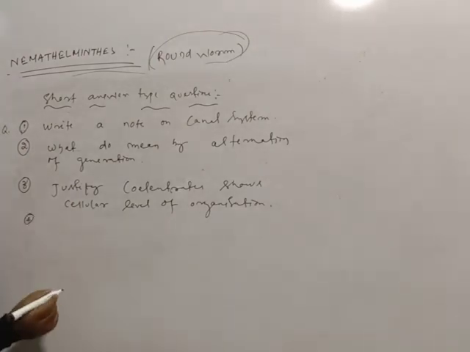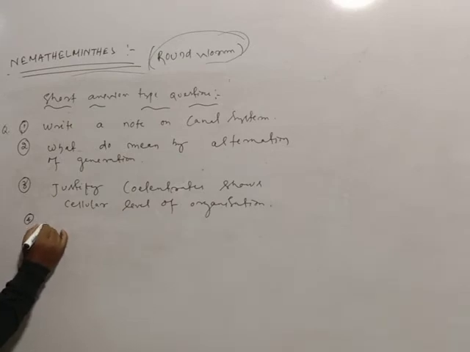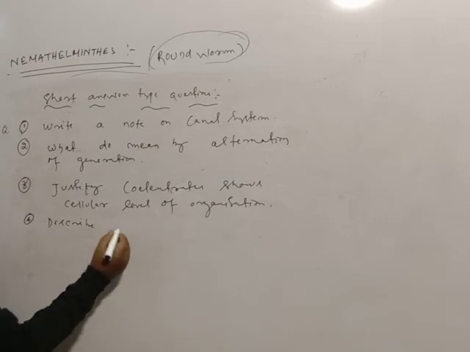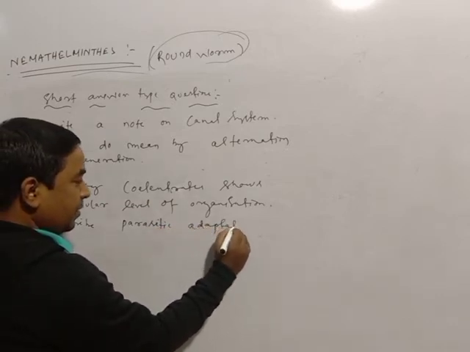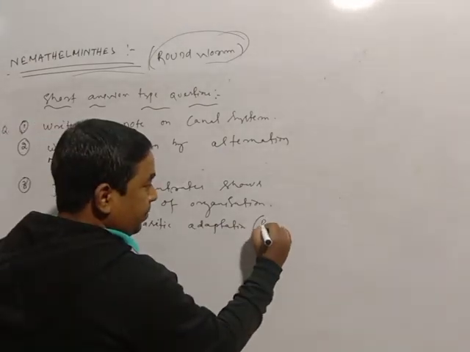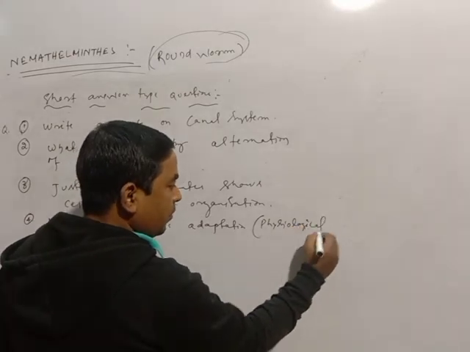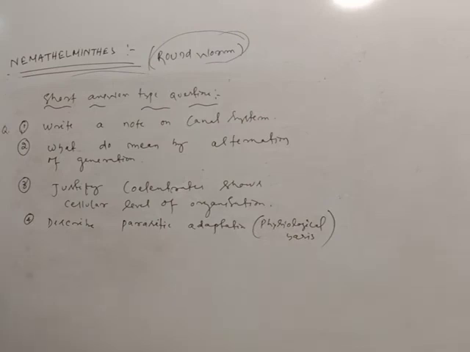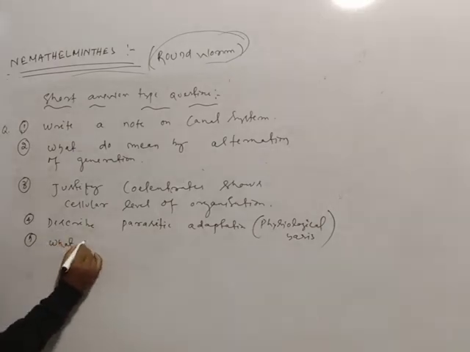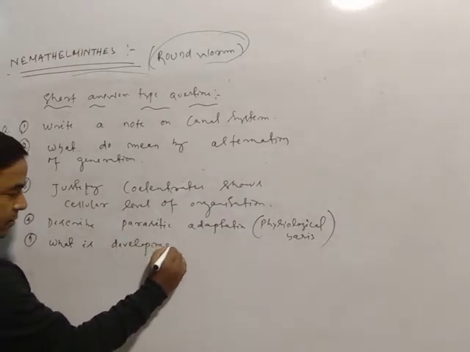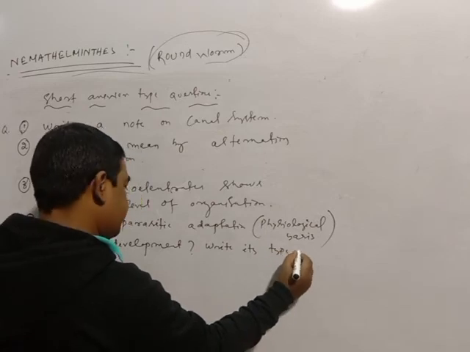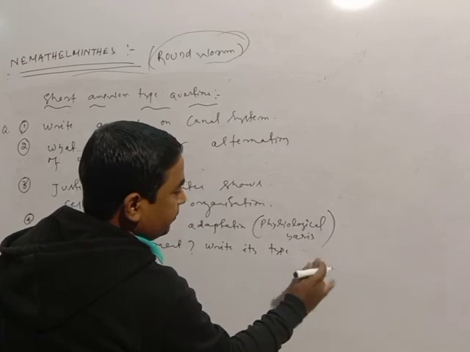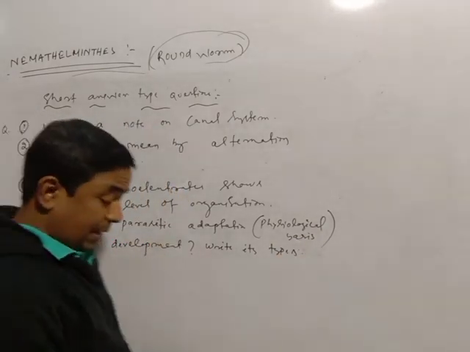Next, describe parasitic adaptation. Parasitic adaptation, better on a physiological basis. Next, what is development? Write its types. So these are short answer type questions.